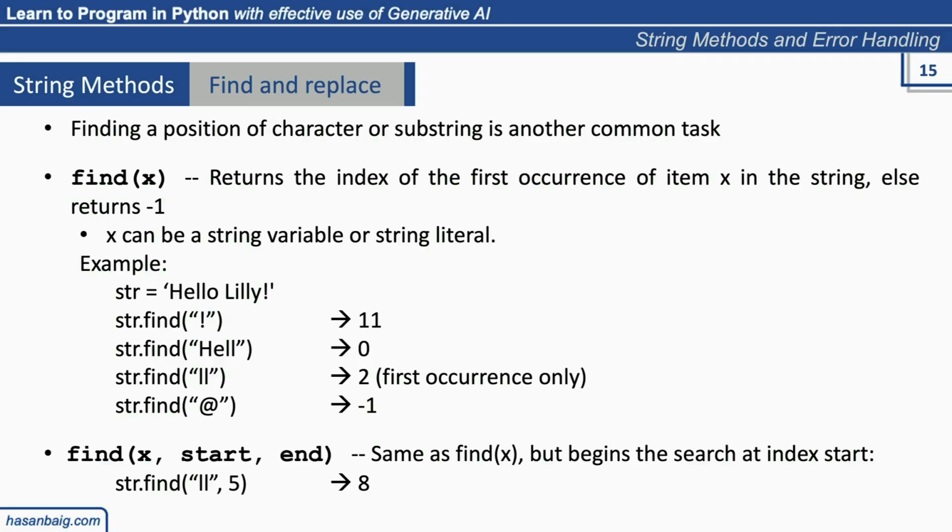Understand? Yep. How come it's returning 11 instead of 10 in case of this one? Because the index of the exclamation mark is 11. Because the indexes start from 0. So you see, this H is 0, 1, 2, 3, 4, space is 5th, 6, 7, 8, 9, 10, and this one is 11. Okay? Any question? Yeah.